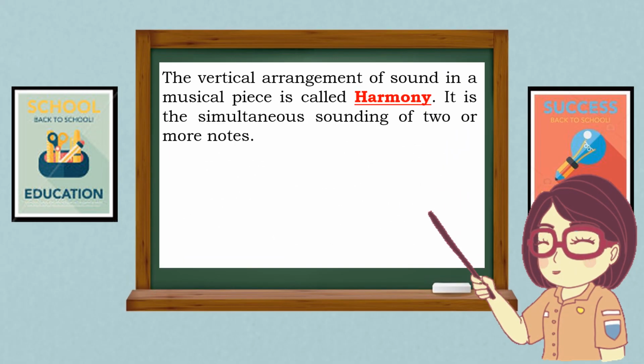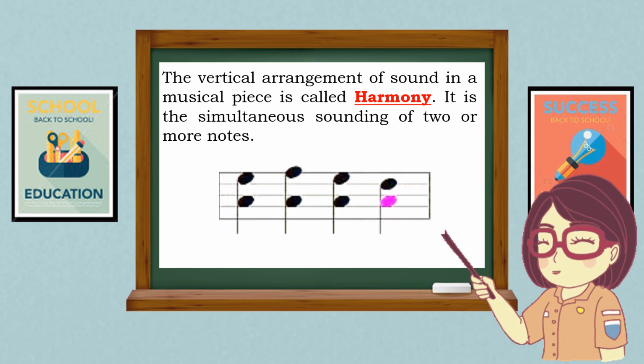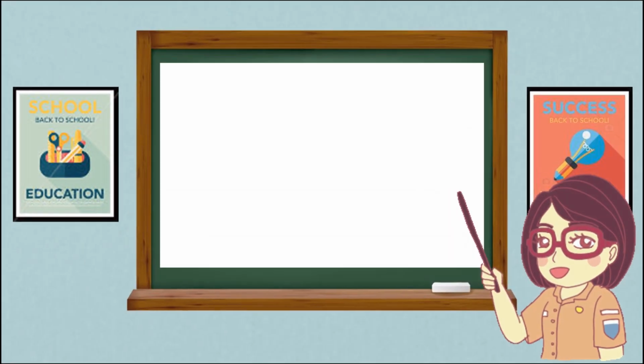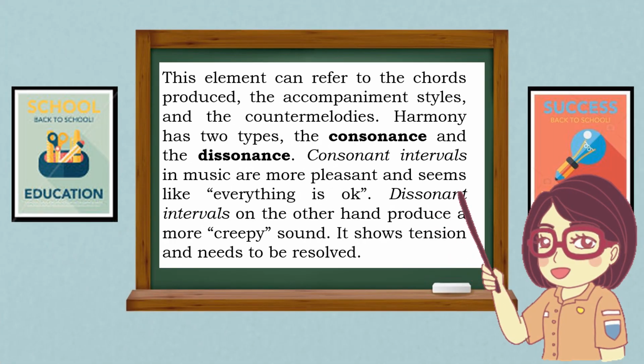The vertical arrangement of sound in a musical piece is called harmony. It is the simultaneous sounding of two or more notes. This element can refer to the chords produced, the accompaniment styles, and the counter melodies. Harmony has two types, the consonance and the dissonance.